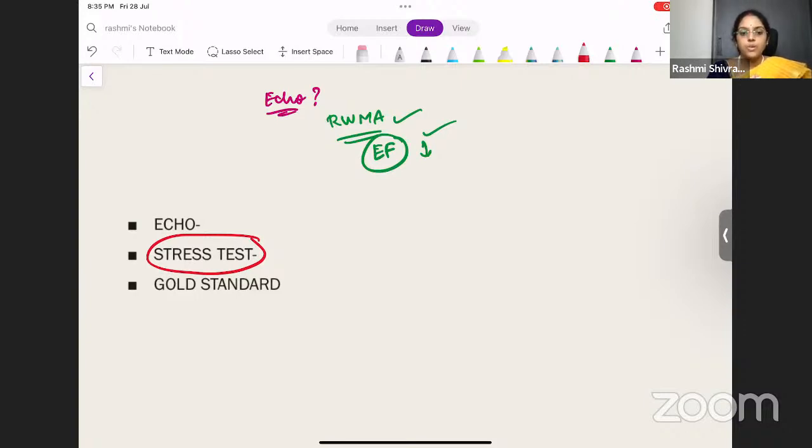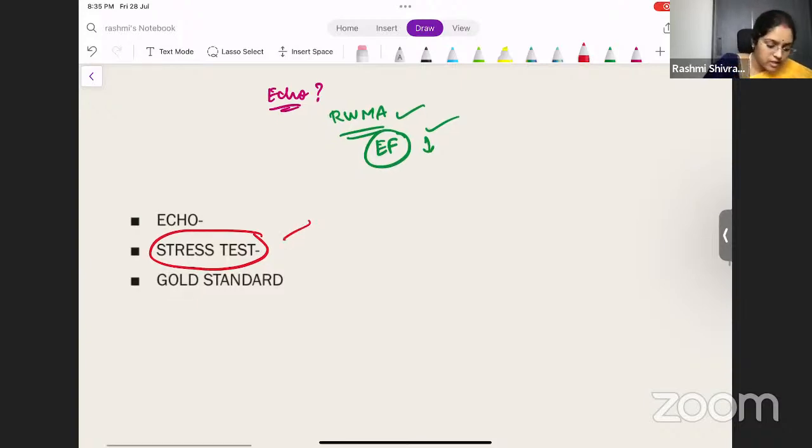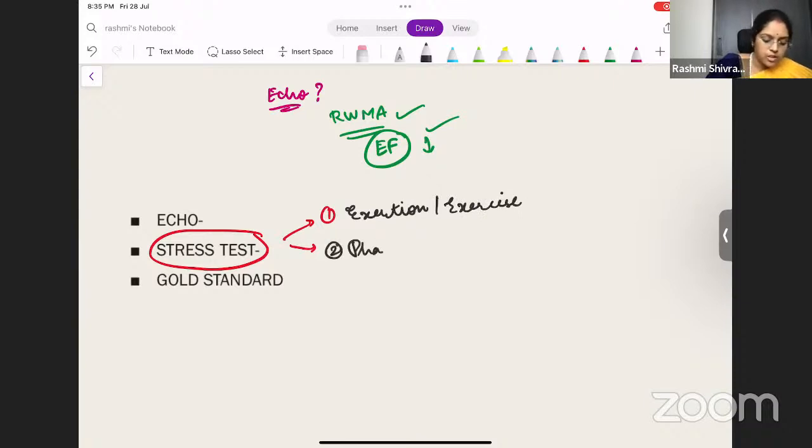So how do you actually diagnose this patient? You put this patient to a stress test. What are the two kinds of stress that you can do? The first thing that you can do is an exertion or exercise induced stress test. The second is pharmacological. You give a drug to simulate this exercise.